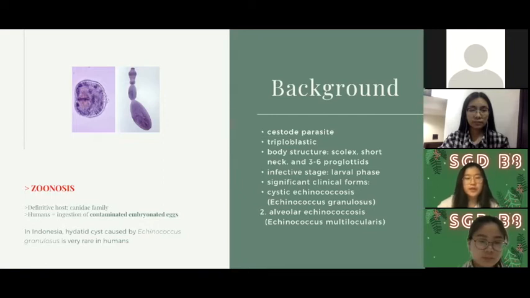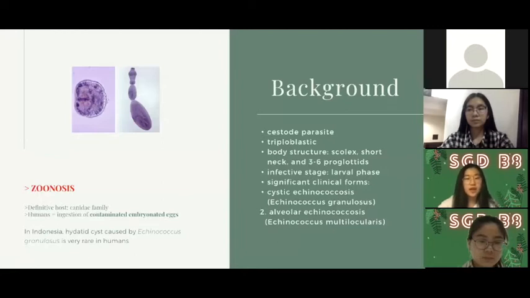The two most significant clinical forms of Echinococcus are cystic echinococcosis, caused by Echinococcus granulosus sensu lato, and alveolar echinococcosis, caused by Echinococcus multilocularis. Definitive hosts for Echinococcus sp, especially for Echinococcus granulosus, are dogs and the other animals in the Canidae family. However, humans can be infected by these parasites from the ingestion of contaminated embryonated eggs shed by stray dogs, which means echinococcosis is a zoonosis.